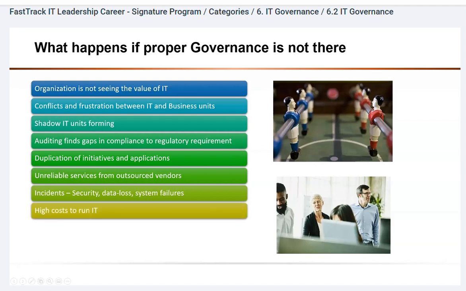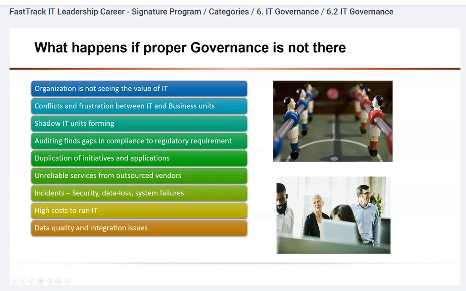And there can be a high cost to run IT. If governance is not there, it causes duplicated efforts and a lack of control on the cost, and you might run into a high cost to maintain IT, even when you compare it with benchmarks of other companies in the industry.